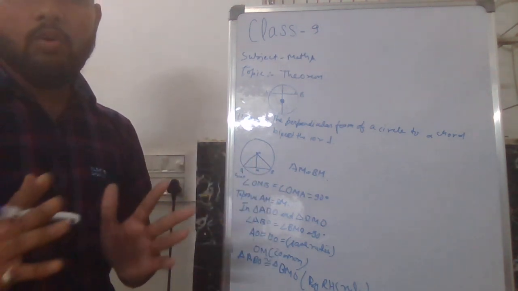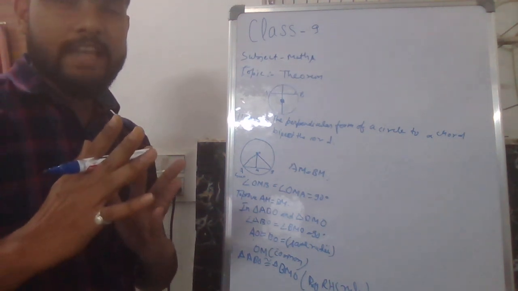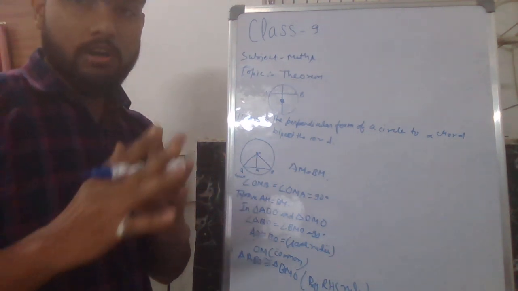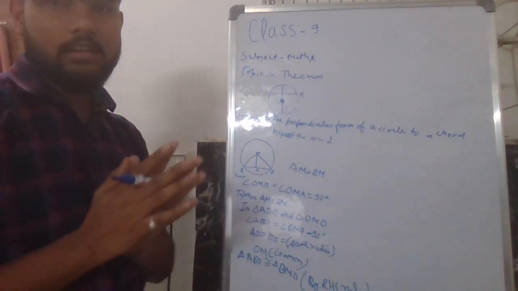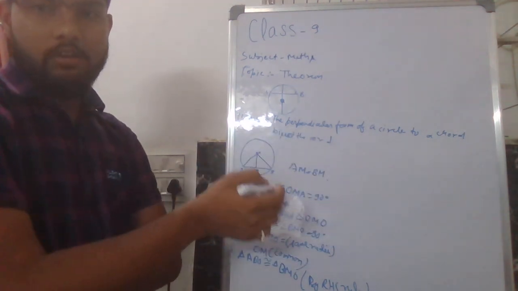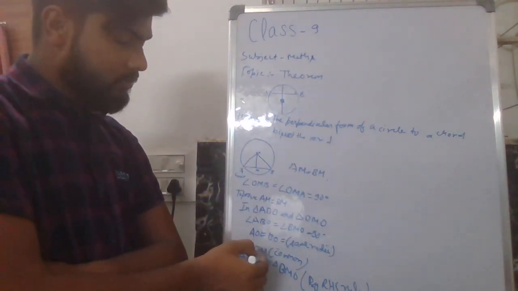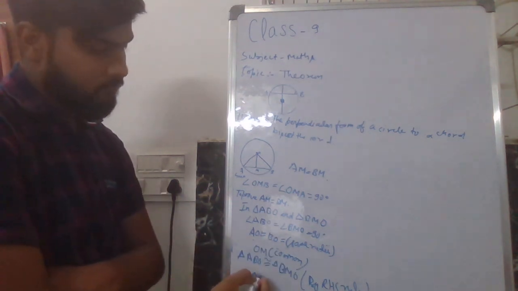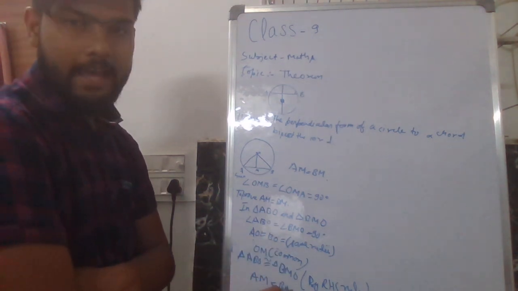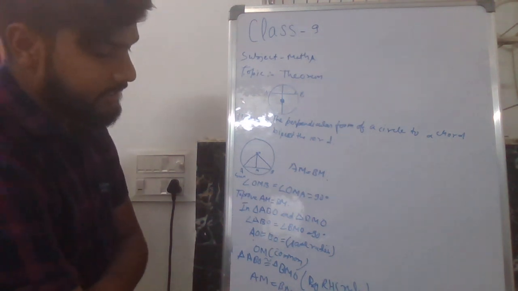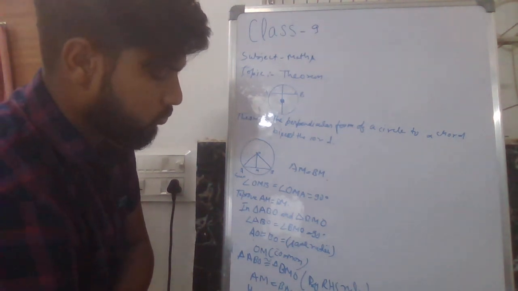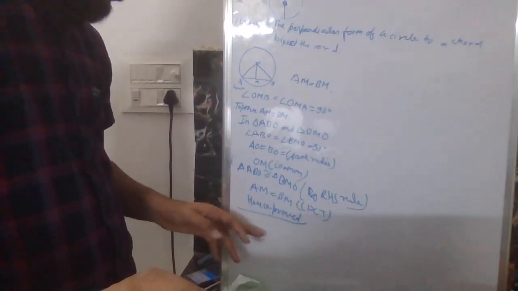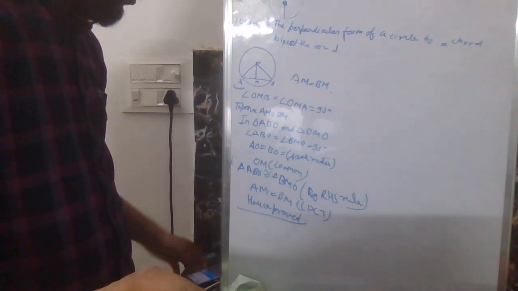Now we have to see what we use. We use the CPCT rule. After that we can see that AM is equal to BM, by the CPCT rule. So here the theorem is hence proved. I hope everyone is clear. Please note down this theorem, the proof of this theorem.